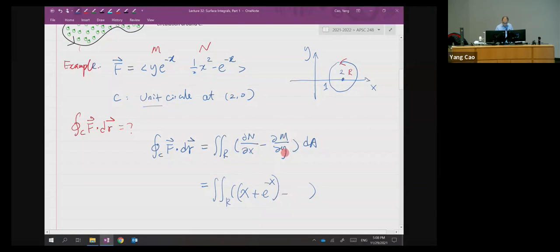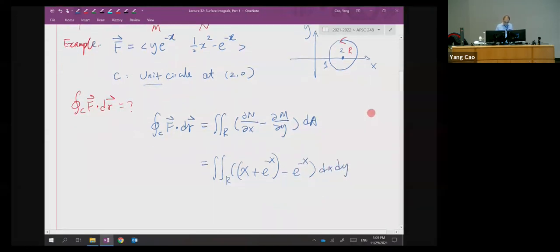Partial M over partial y. You treat e to the power negative x as a constant, and you get just e to the power negative x, and then dx dy. Now you simplify, and you get just x, and then dx dy, or dy dx, doesn't matter. Let's write dA for now. So everything is simplified to this double integral.